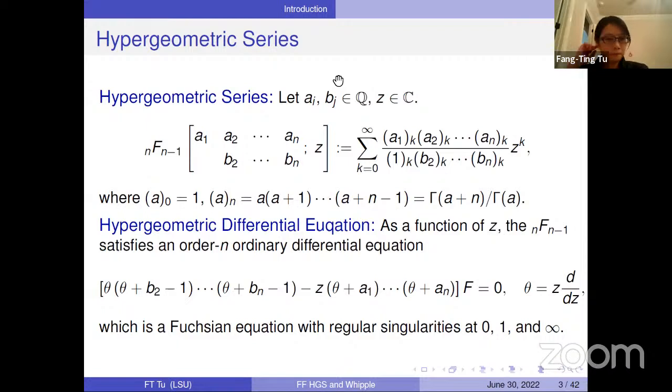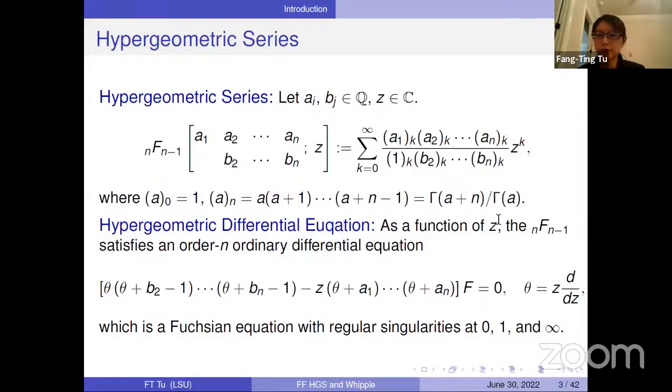So for this function itself, the coefficients here are defined in terms of the Pochhammer symbol or the rising factorial, which we can also write as a gamma quotient like this. So take n equal to 2, the 2F1, for example.